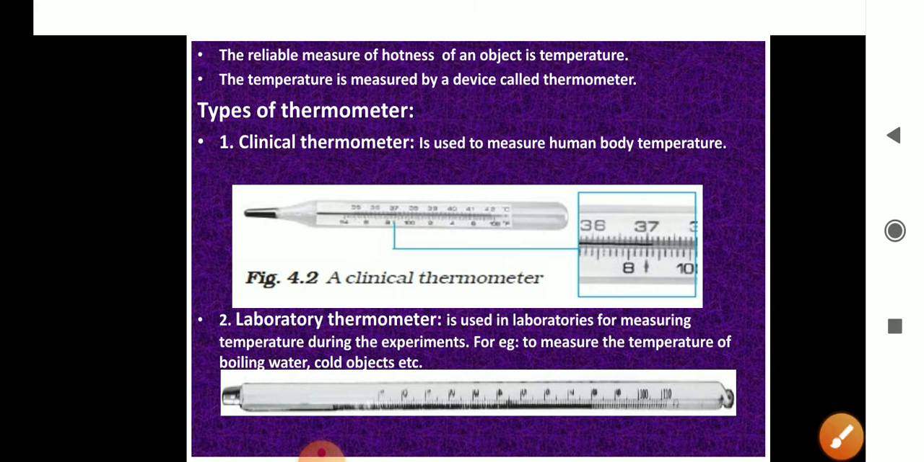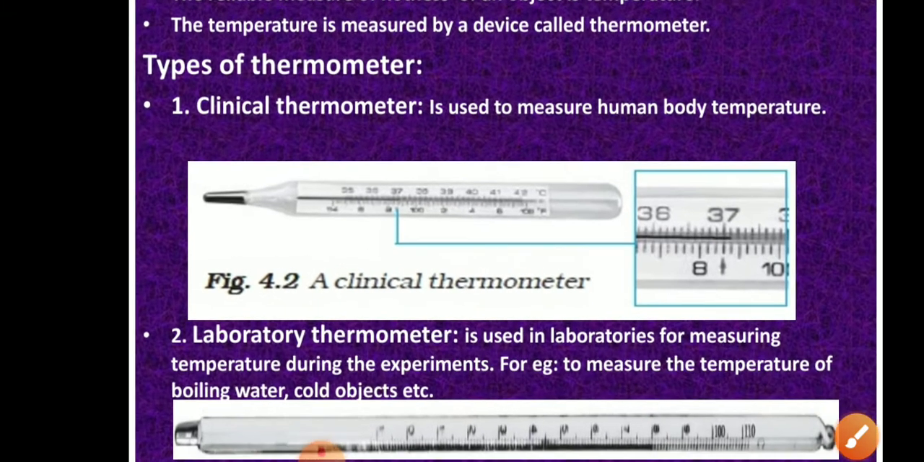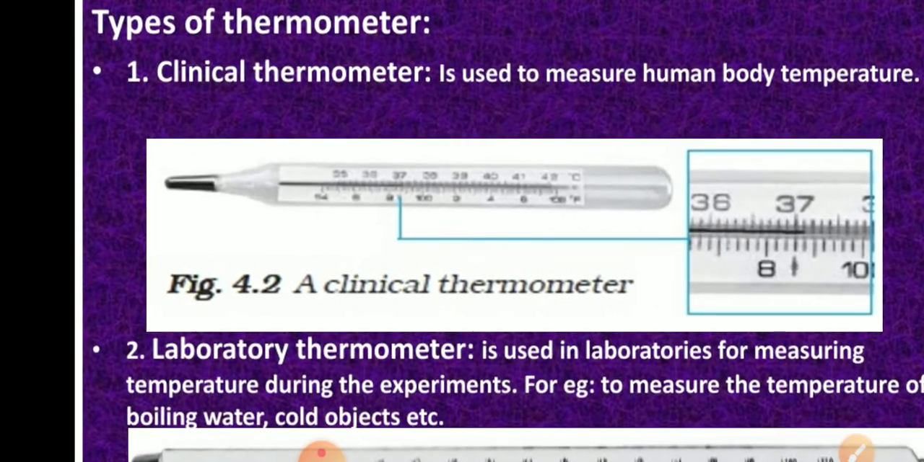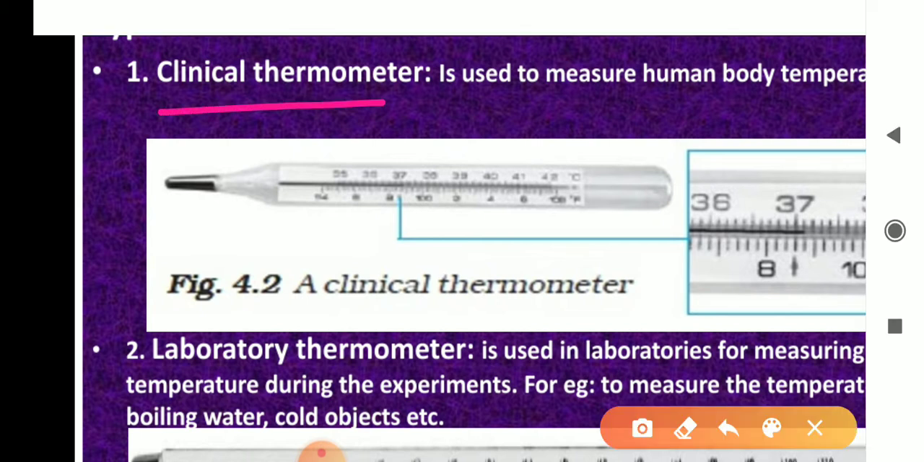Now next, types of thermometer. There are two types of thermometer. The first is the clinical thermometer, this one, and the second is called the laboratory thermometer. And in this chapter, I will tell you one more thermometer, the digital thermometer, and that is also a type of the clinical thermometer. Is it okay? Then in this chapter, we will learn about the first, clinical thermometer, second the laboratory thermometer, and the third one, that is called digital thermometer.